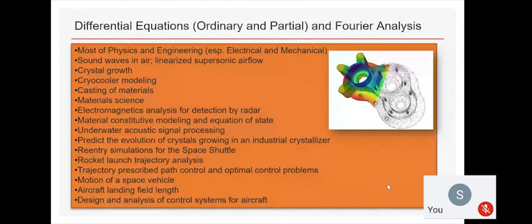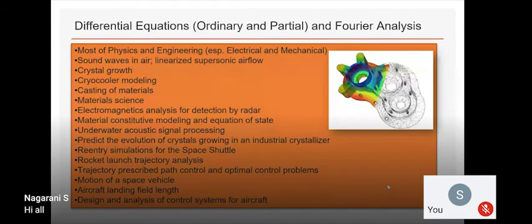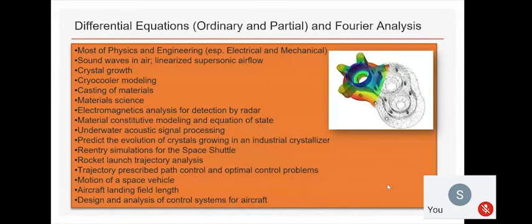As well as differential equations, like ordinary differential equations, partial differential equations, stochastic differential equations, as well as Fourier analysis, can be used in many fields. Most of the physics and engineering fields must need this kind of thing to understand the strategies or to make the mathematical model. They need the differential equations in different forms, as well as these ODEs and PDEs can be used in sound waves to identify the sound waves in air, crystal growth, curricular modeling, and many fields you can see in the list. Even they are making modeling like aircraft landing and how much length the aircraft needs. This kind of small calculation also needs the differential equations.